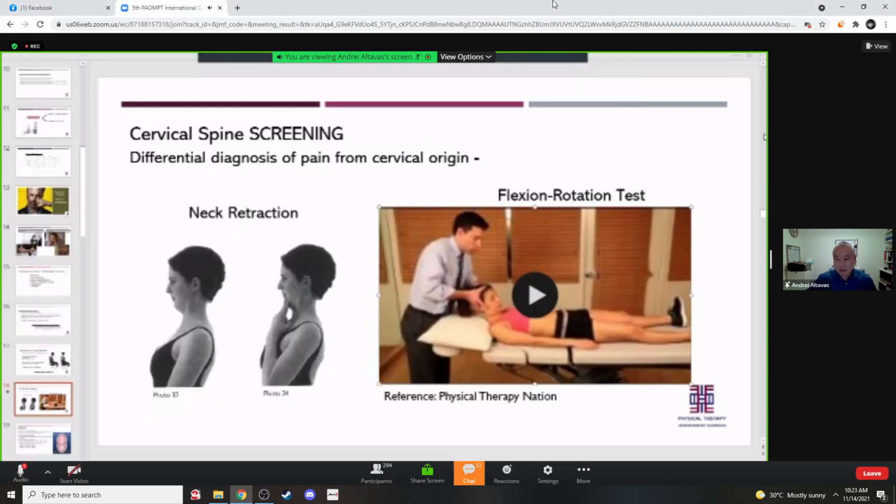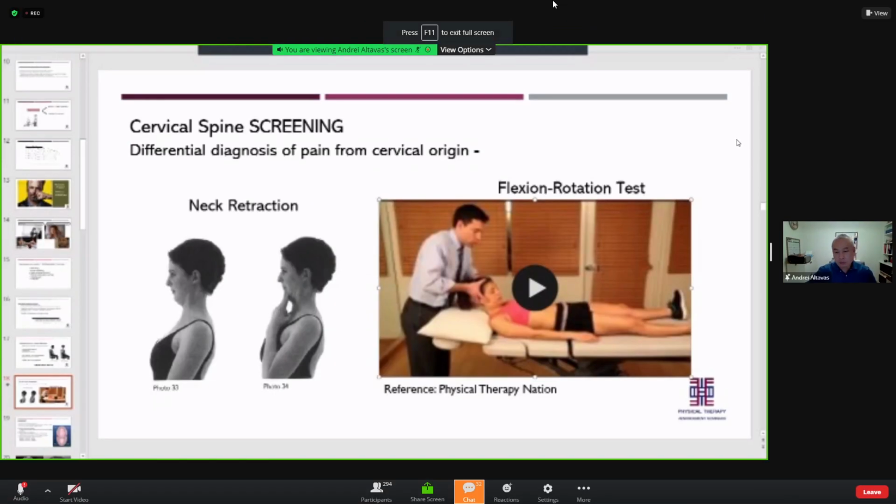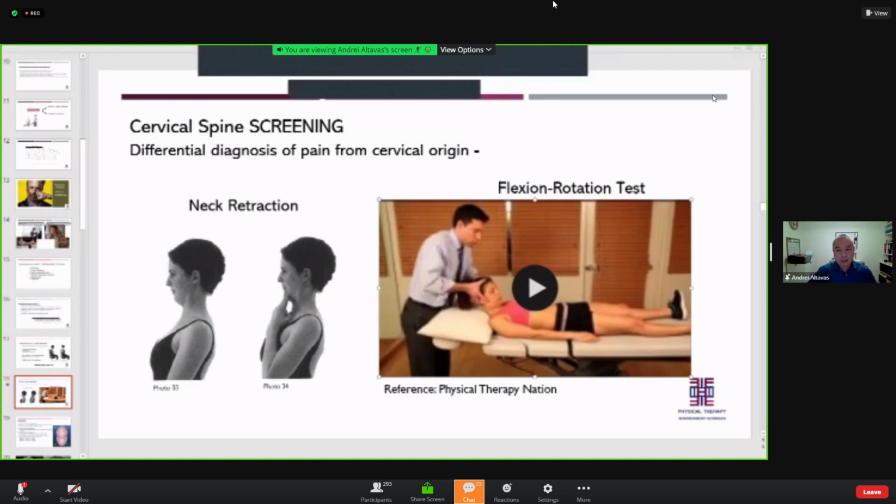Screening test that I usually use, again, for determining whether there's a cervical spine involvement for patients with facial pain. So in this case, usually when you rotate your head towards the right, that would provoke more pain on the right side, and then vice versa. Okay, so again, some of those things you need to include in your assessment.